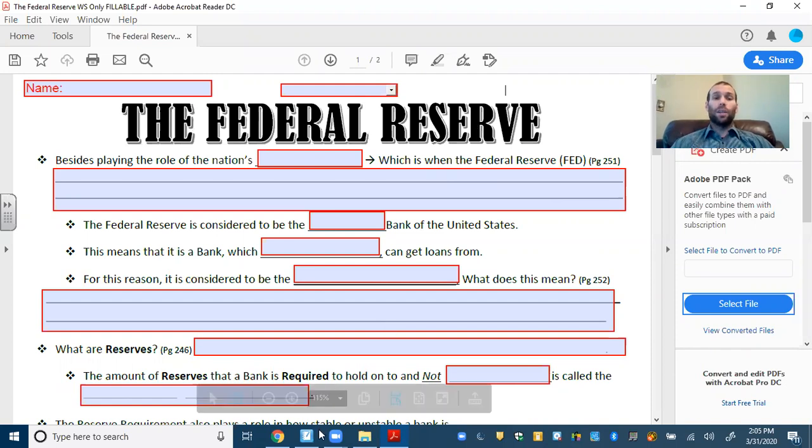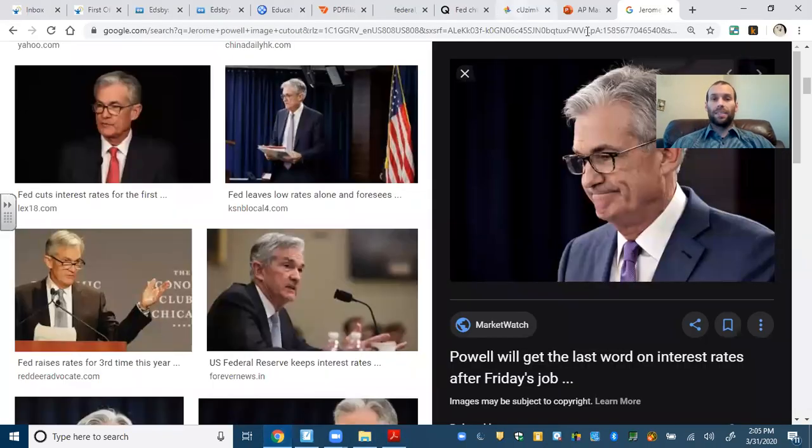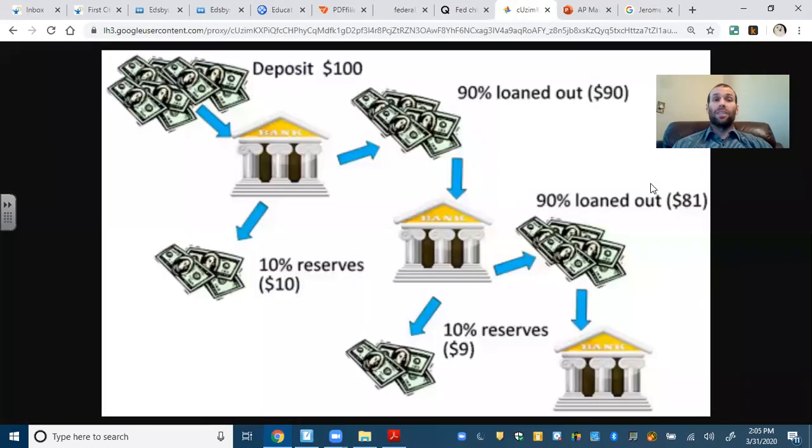If you guys need a quick review on how banks work and the fractional reserve banking system, maybe you want to pay attention to this video here. Remember, if you take $100 and put it into a bank, your money is not actually sitting right there in the bank. The bank is actually going to loan out 90 of those dollars, or 90%, and hold 10% in reserves. Remember, reserves are the amount of money that a bank holds on to and does not lend out.